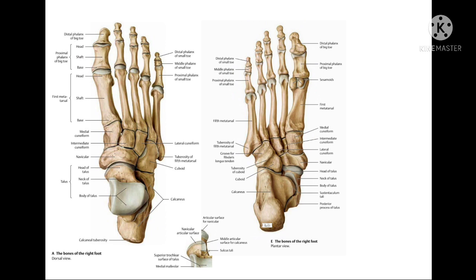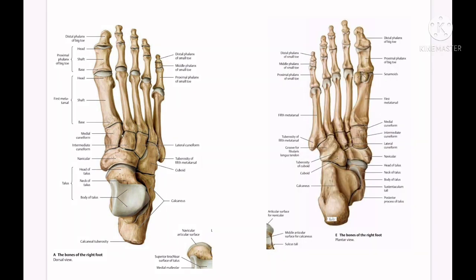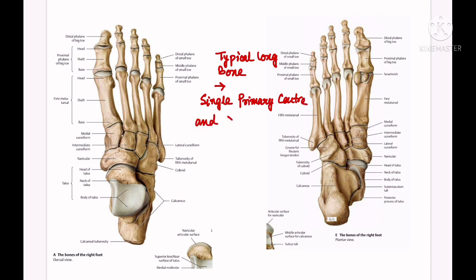When you consider a typical long bone, for example, in the lower limb femur, tibia or fibula, or in the upper limb humerus, radius or ulna, in them there is a single primary center for the shaft and at least one secondary center for each of the ends. That means all of the typical long bones have one primary center and more than one secondary centers.